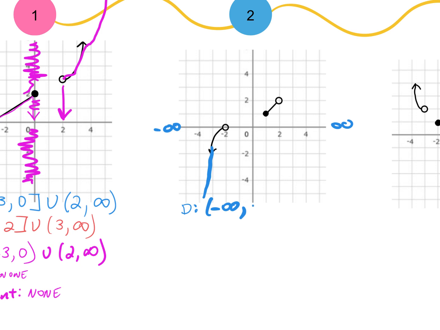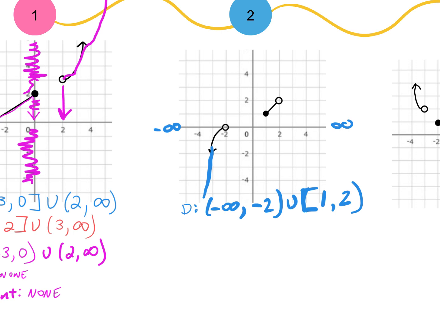And it goes to what number? Does it include -2? No? Good. But then there's a break in the action. And where does it start again on the x-axis? 1. Does it include 1? Yep. And then goes to 2. Perfect. Does it include 2? Perfect.